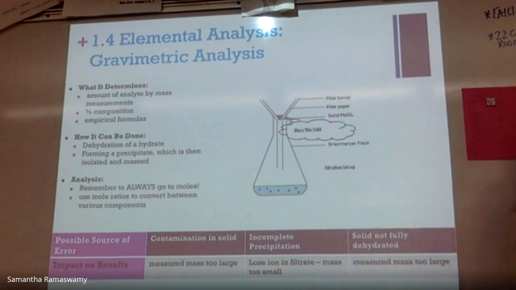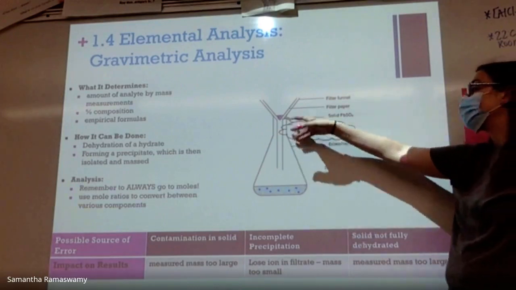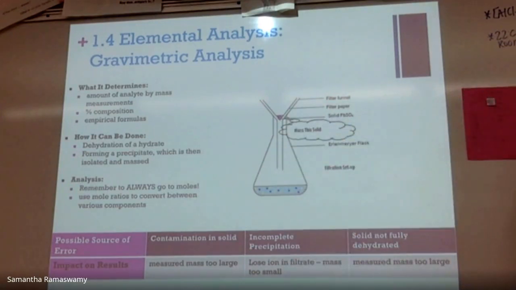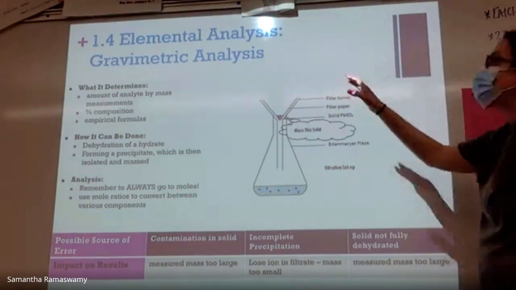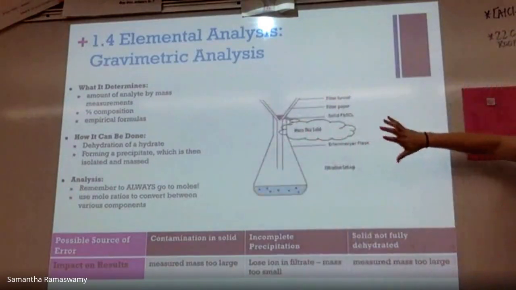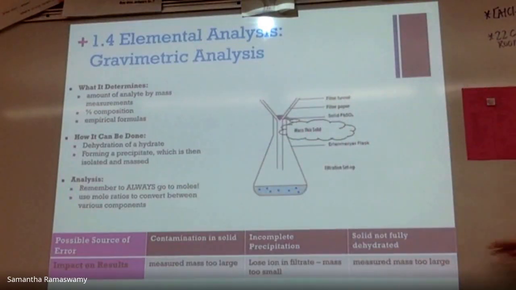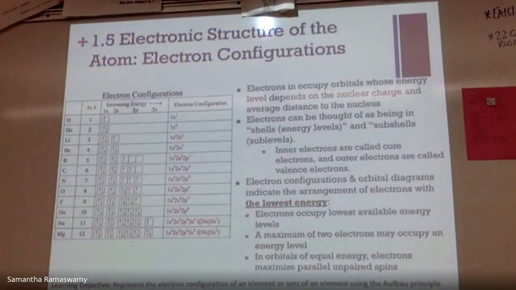What happens if there's water added? Well, in the case of filtering like this, and this also happened to some people with the penny, it was still wet. Well, if you still have water in a solid or you still have water in the penny, then you're finding the mass of not only the solid but also of water. So your mass would be too large. So topic 1.4 is all about analyzing a substance and what would happen if you had this source of error. We'll look at more free response questions with that one.